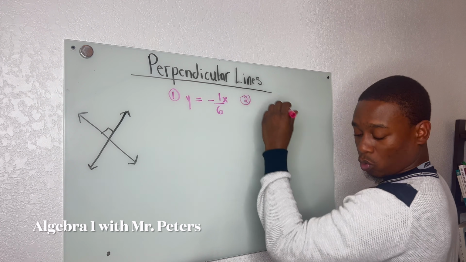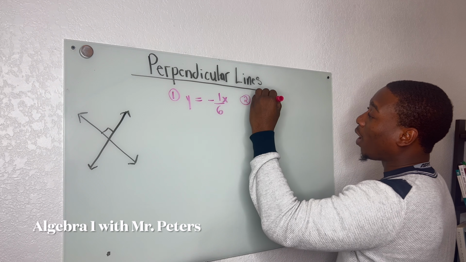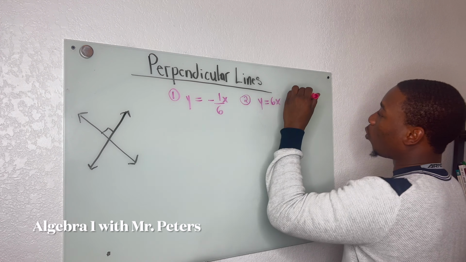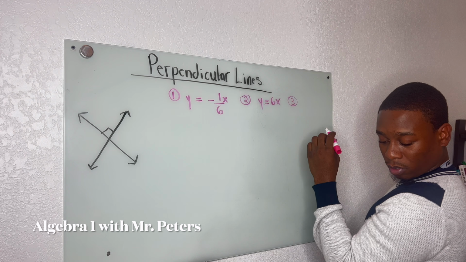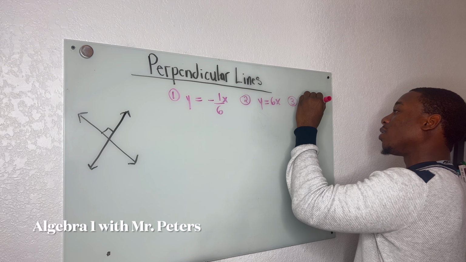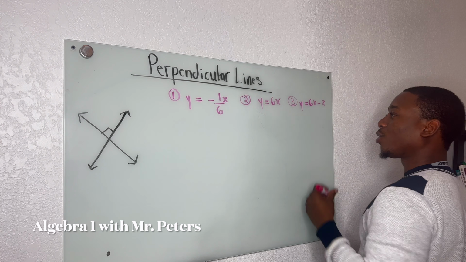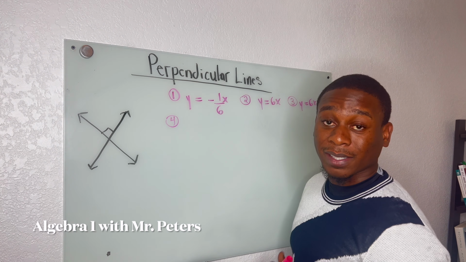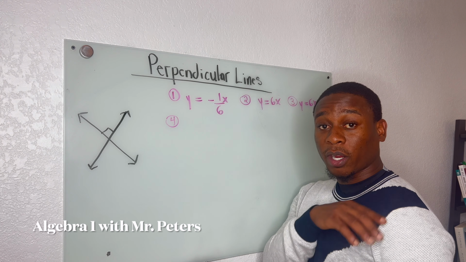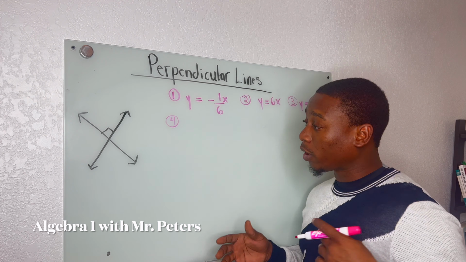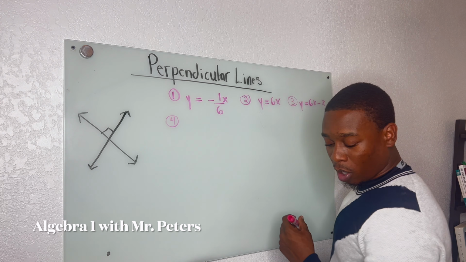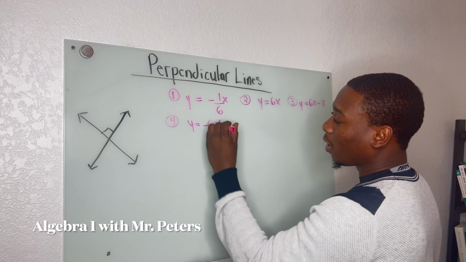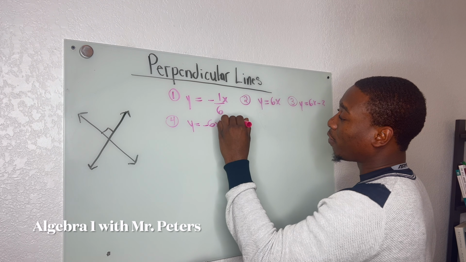Second equation, we have y is equal to 6x. And then our third equation, y is equal to 6x minus 2. And there is a fourth one, guys. I'm so sorry, but we got to get this practice in today. We got to make sure you guys are prepared and you feel like you know exactly what to do and how to do it. All right, last one. y is equal to negative 6x minus 5.